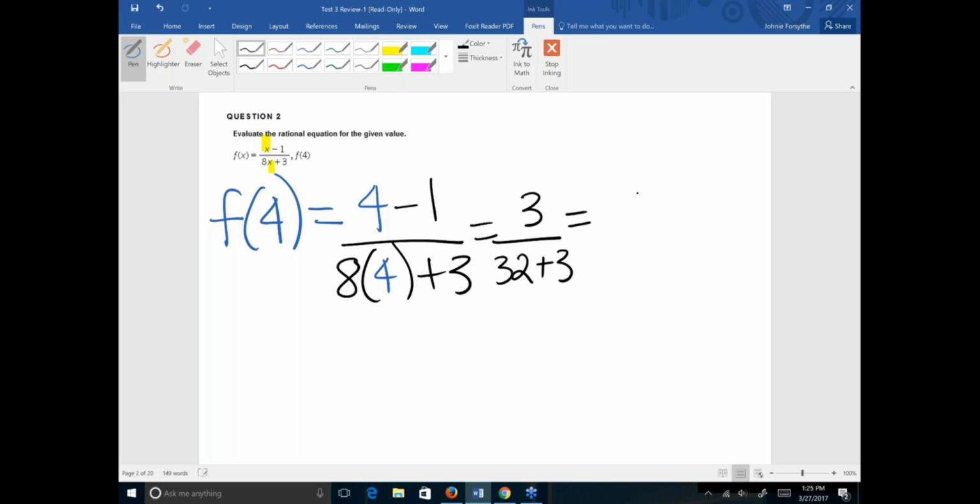So 4 minus 1 is 3 over 8 times 4 is 32, and we have plus 3. Then we're going to continue to simplify the bottom. 32 plus 3 is 35. For the question here, it says to write your answer as a reduced fraction or an integer. We can't reduce this fraction further, so this will be our final answer, 3 over 35.